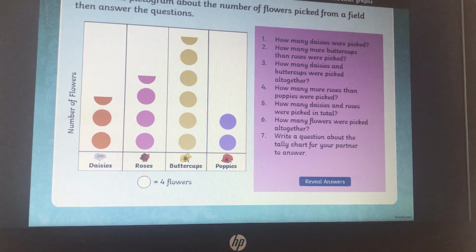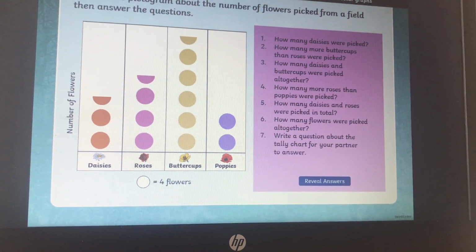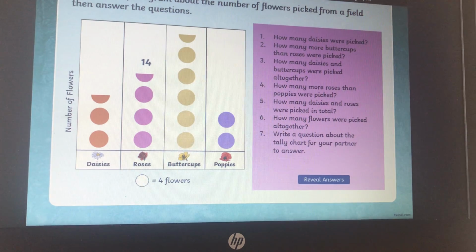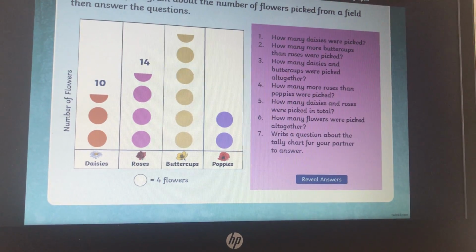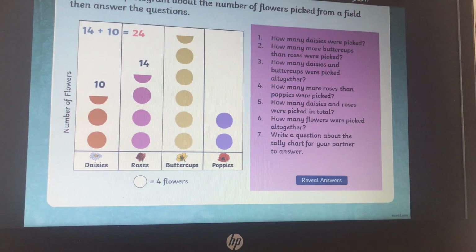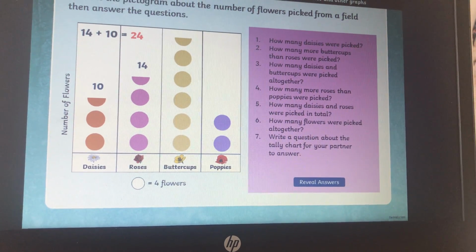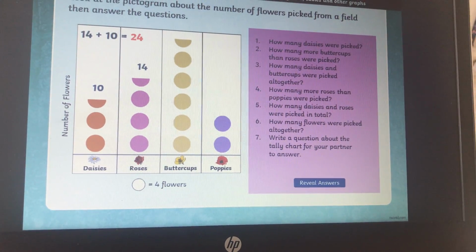How many daisies and roses were picked in total? 14 roses and 10 daisies. 14 add 10 equals 24.